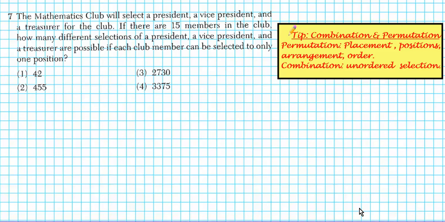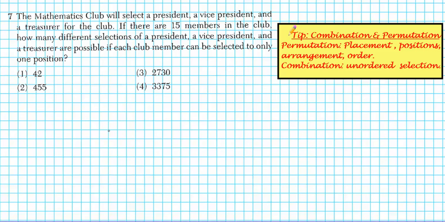If there are 15 members in the club, how many different selections of a president, a vice president, and a treasurer are possible if each club member can be selected to only one position? Okay, so this problem is a selection problem.